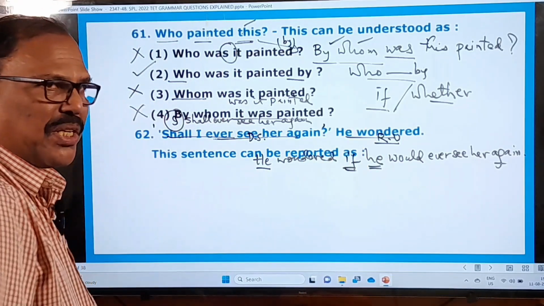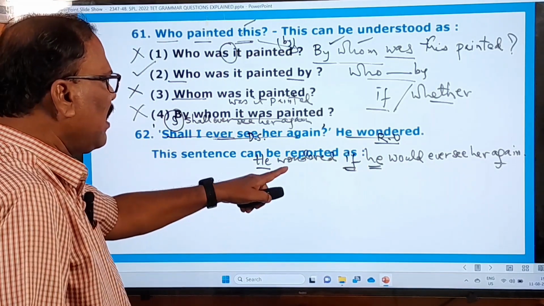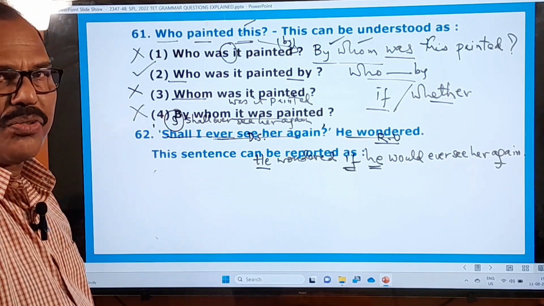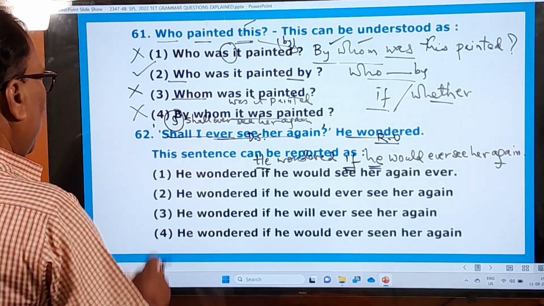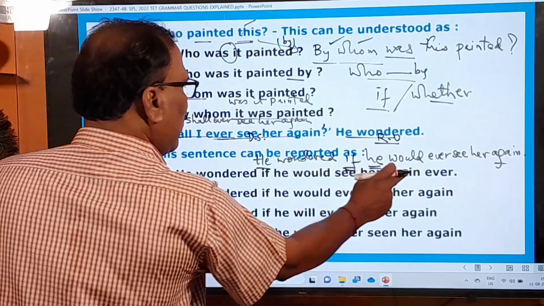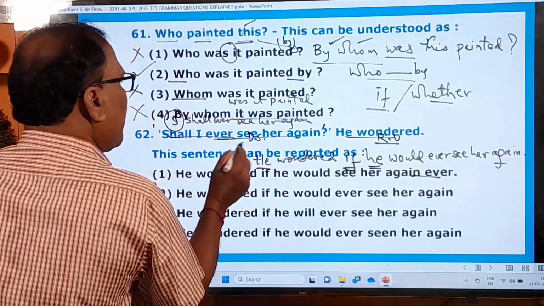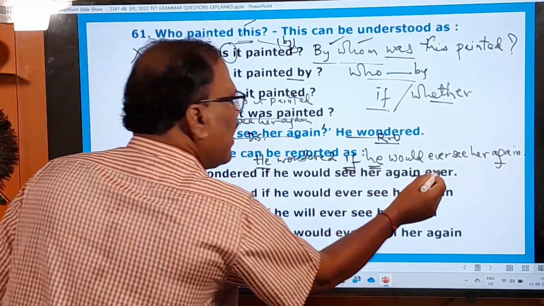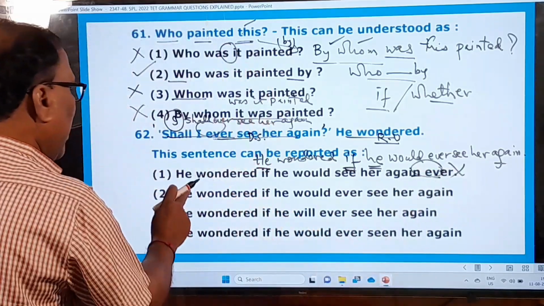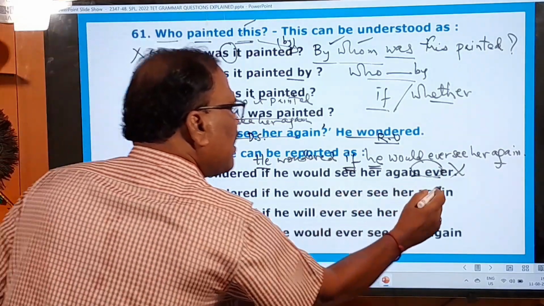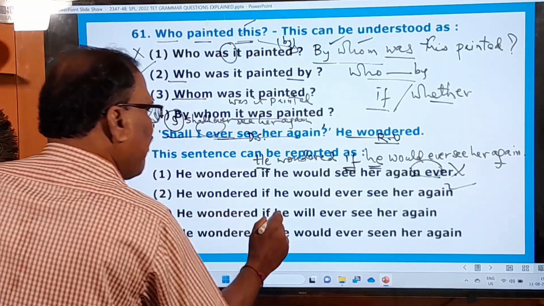Now let us see the options, and if you know this correctly like this, you can easily choose the right answer. So here, he wondered if he would see her again. So if he would see her again, ever. See, this ever word is there. This ever is used at the end of the statement. That's why this is wrong. And he wondered if he would ever see her again. This is right.